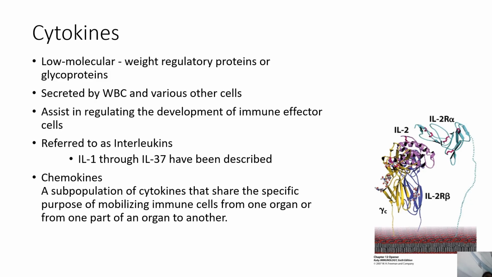So low molecular weight regulatory proteins or lipoproteins are secreted by WBCs and various other cells. They assist in regulating the development of immune effector cells. They are referred to as interleukins. IL-1, interleukin-1 through IL-37 have been described. And chemokines are a subpopulation of cytokines that share the specific purpose of mobilizing immune cells from one organ or one part of the organ to another.